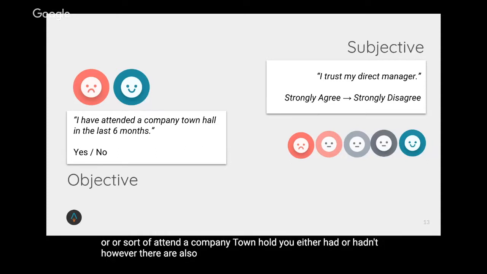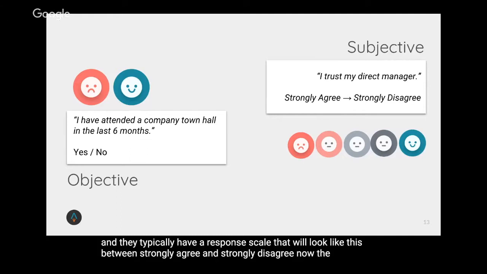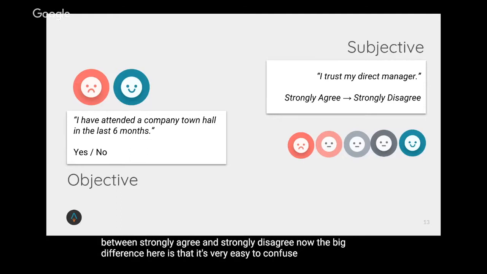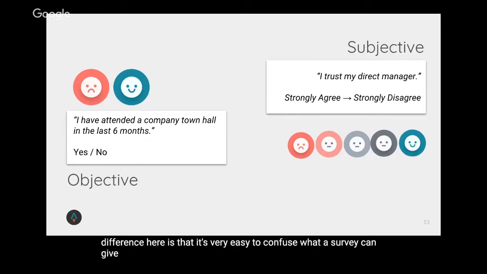However, there are also questions that are valuable, that are subjective. And these are questions like, I trust my direct manager, and they typically have a response scale that would look like this, between strongly agree and strongly disagree. Now, the big difference here is that it's very easy to confuse what a survey can give you in terms of the truth or falsehood of an answer.